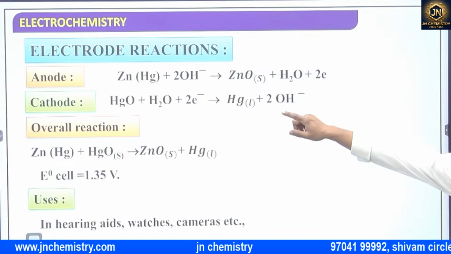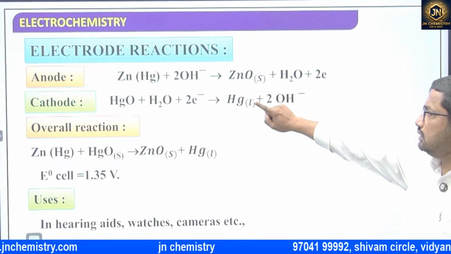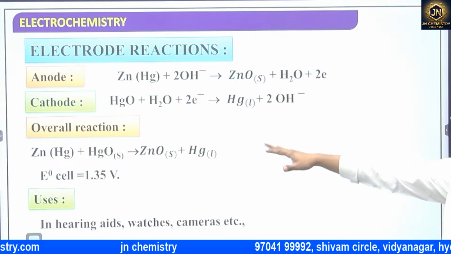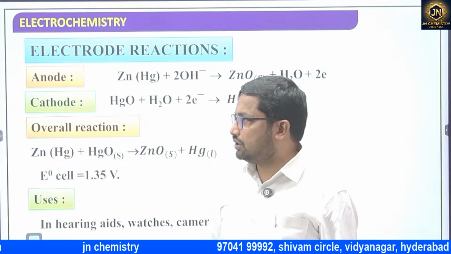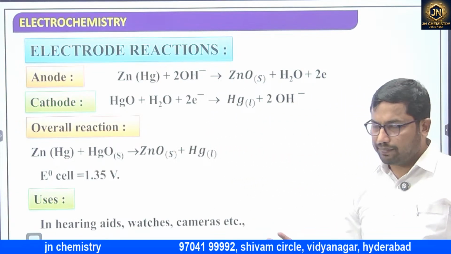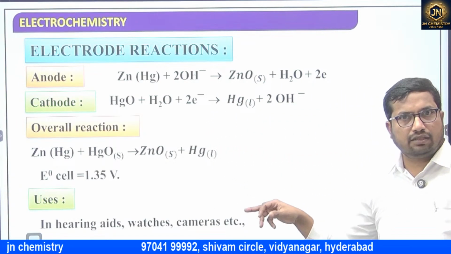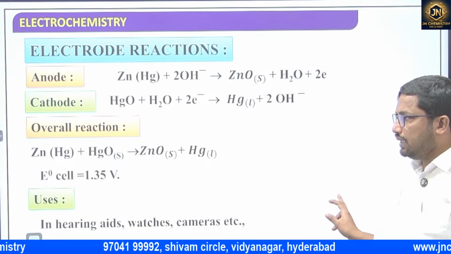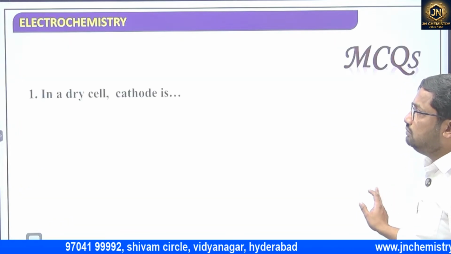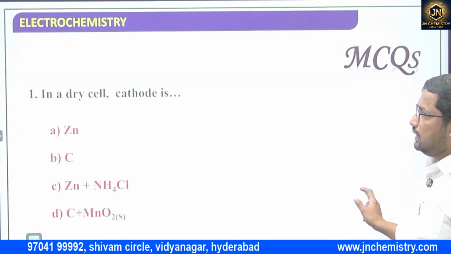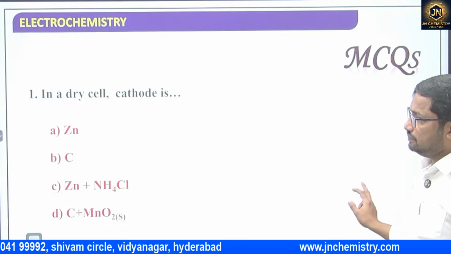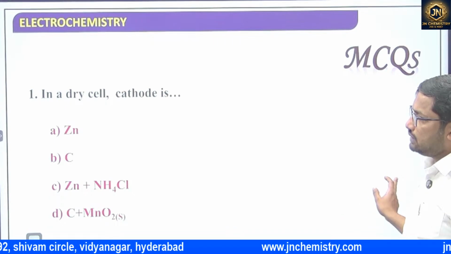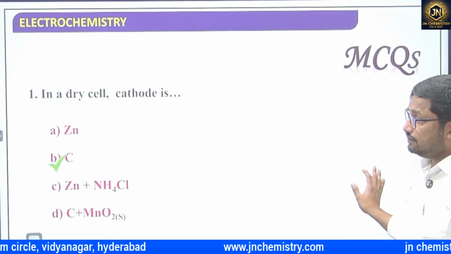Write it down. At anode, what happens? Oxidation. At cathode, reduction. Simple. Just take a screenshot, and if you are missing it, the same reactions are present in the NCERT. Okay. In the dry cell, it is like this one. Cathode. What is the cathode? Carbon.